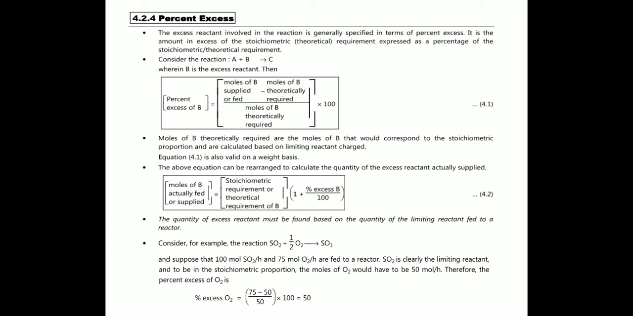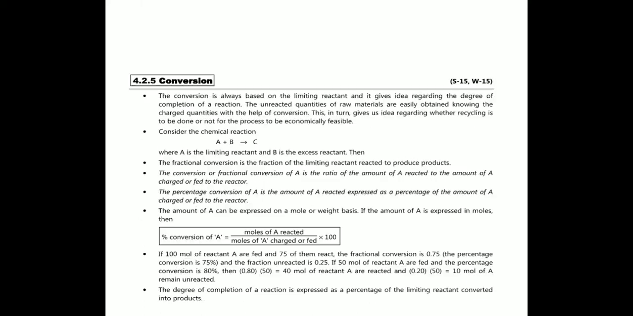For example, sulfur dioxide reacts with oxygen to give sulfur trioxide. Suppose 100 moles of SO2 per hour and 75 moles of oxygen per hour are fed to the reactor. SO2 is clearly the limiting reactant, and to be in stoichiometric proportion, the moles of oxygen that would disappear would be 50 moles per hour. Therefore, the percent excess of O2 is equal to (75 minus 50) upon 50 times 100, or 50% excess O2 is supplied to the reaction.